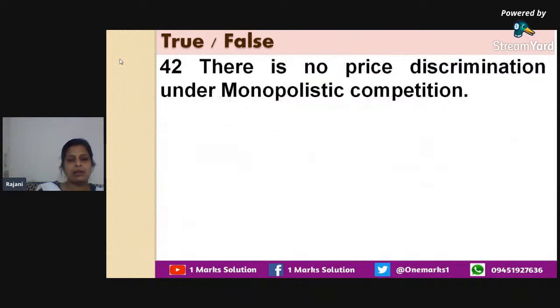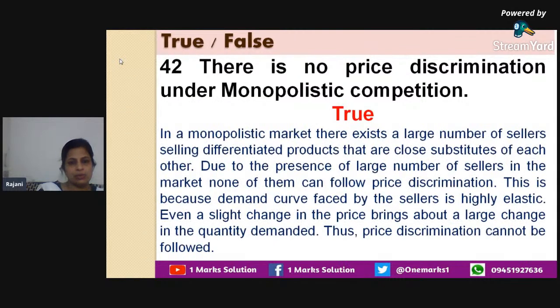Next, actually in the current form of market, we cannot see a pure form of monopoly. There is no price discrimination under monopolistic competition. That is true, only because it's not monopoly. They're asking about monopolistic competition. So there is no price discrimination. It's not product differentiation, it's price discrimination. In a monopolistic market, there exists a large number of sellers selling differentiated products that are close substitutes. That is the main thing. I forgot to say about that, close substitutes they are providing each other.